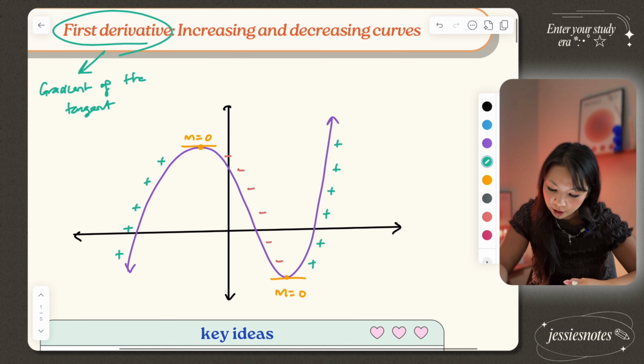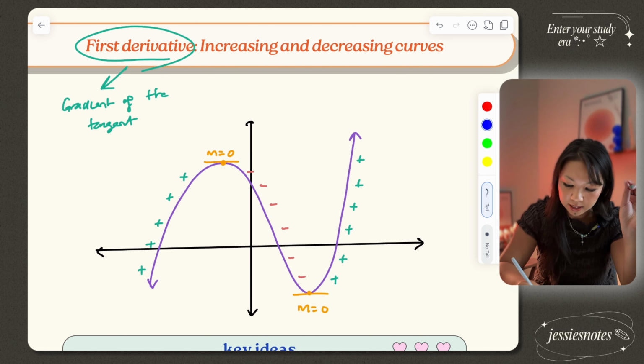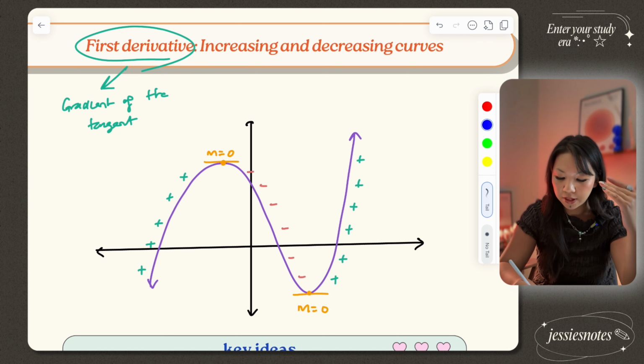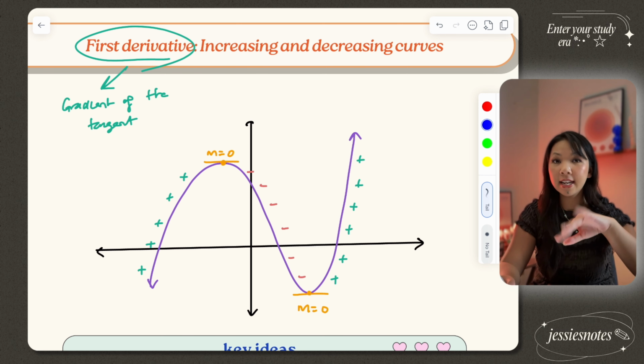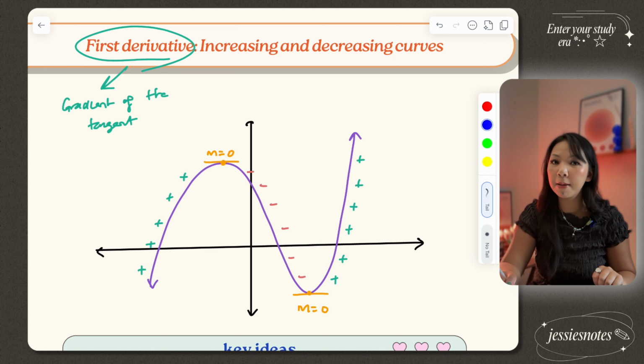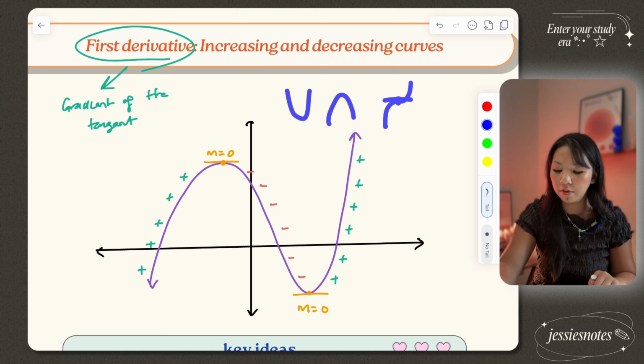If I look at this diagram over here, you can see that the first major points I've labeled are the stationary points. This is where the gradient of the tangent, m, is equal to 0. That is how we define stationary points, where the gradient of the tangent is flat. Later on we're going to explore the three different types of stationary points: the minimum, the maximum, and the horizontal point of inflection.